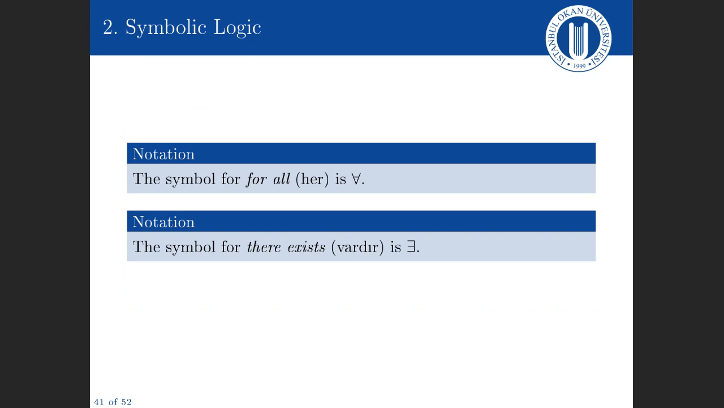Two more symbols before we leave. The symbol for all, you can perhaps remember because there's a letter A here in the word all, is this upside down capital A. And the symbol for there exists, which starts with the letter E, is this backwards capital E.